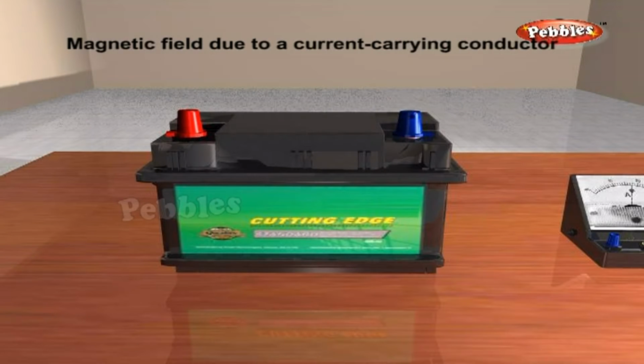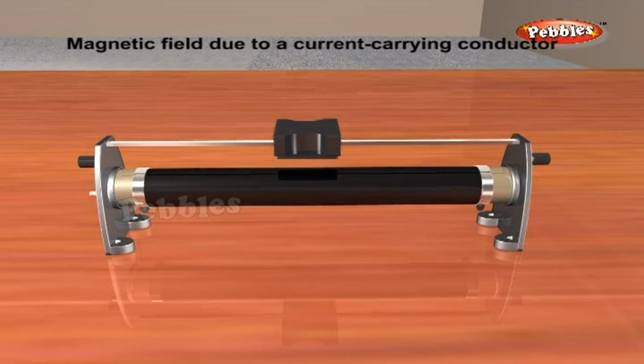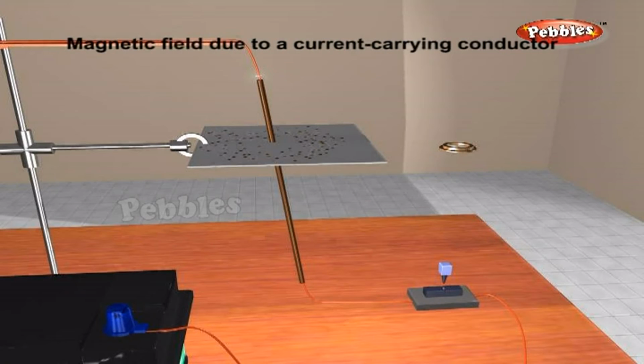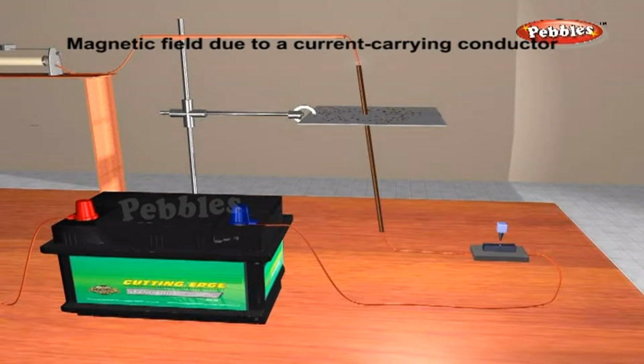Activity. Take a battery, a variable resistance, an ammeter, a plug key, and a long straight thick copper wire. Insert the thick wire through the center, normal to the plane of a rectangular cardboard. Take care that the cardboard is fixed and does not slide up or down. Connect the copper wire vertically between the points X and Y in series with the battery and a plug key.